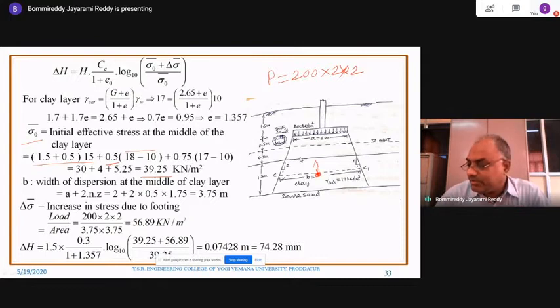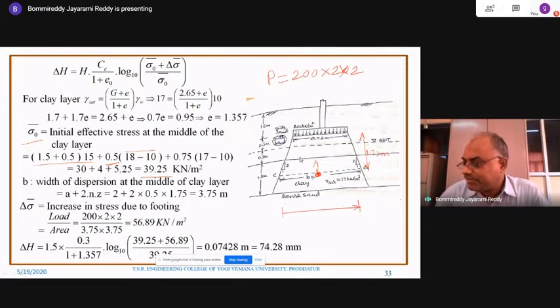The load is dispersing 2 is to 1. So what is the height up to the center of the clay layer? Up to the center of the clay layer, the height is 0.5, 0.5 and also 0.75. How much is the distance? 1.75 meters is the vertical height. When 1.75 meters is the vertical height, what is the total width?